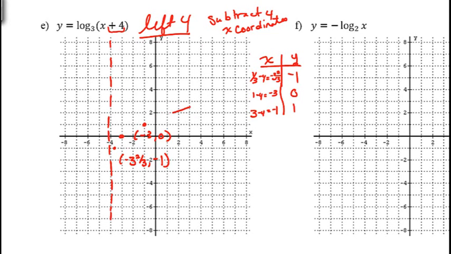And so this graph, again, is going to curve very close to this line x equals negative 4, but never actually cross it. So our domain is negative 4 with a round bracket, and it goes on to the right forever. And the range, it goes down forever, so that means negative infinity, and it goes up very slowly forever, so that means positive infinity for the range.